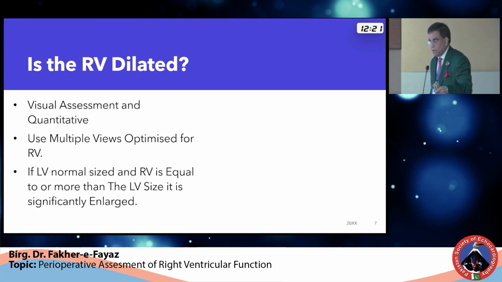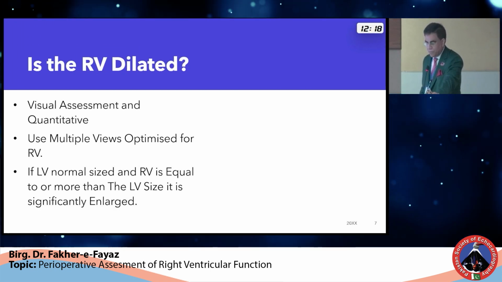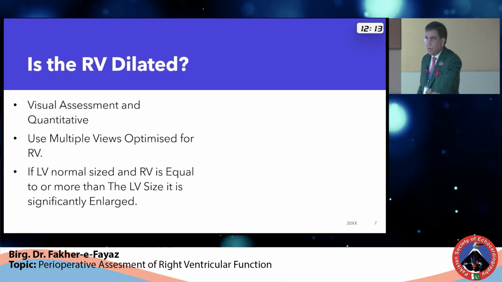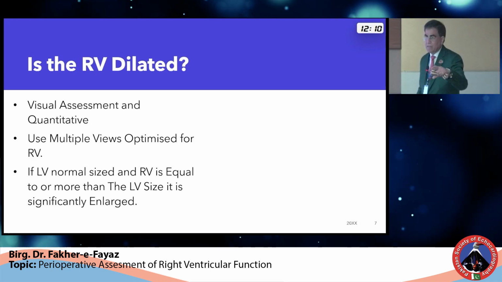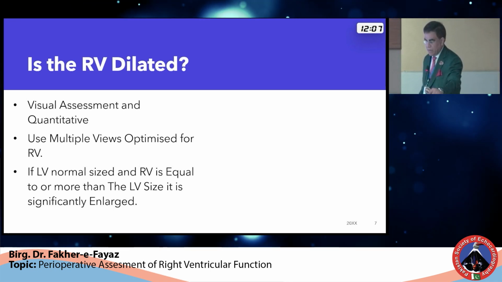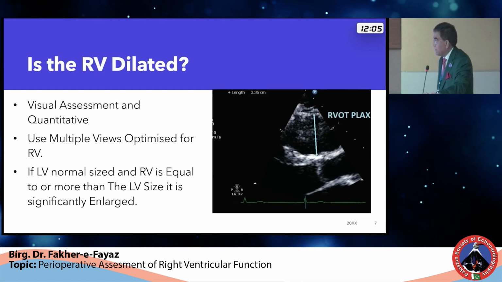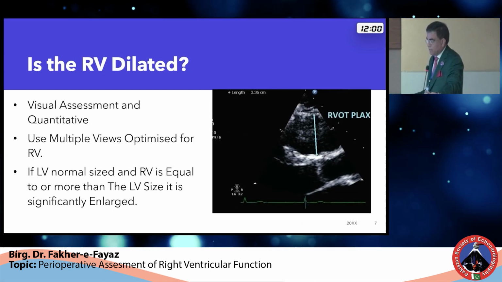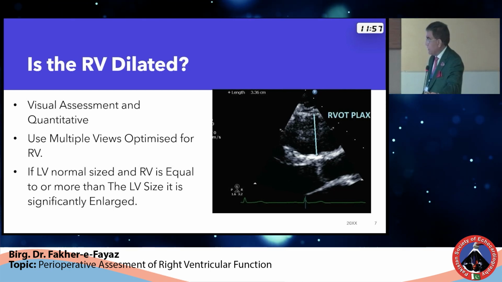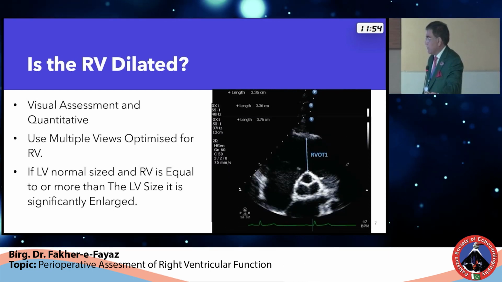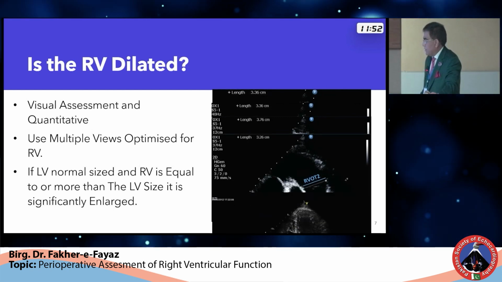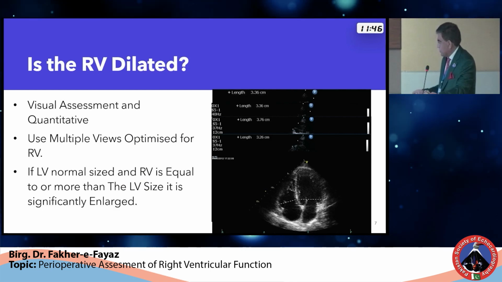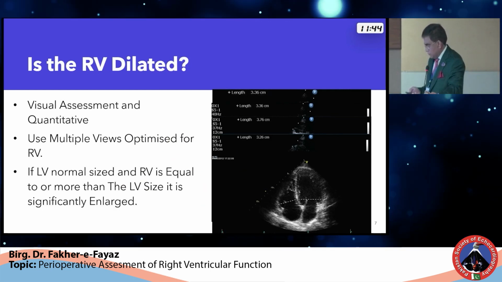So starting with: is the RV dilated? Most of the time we go for a visual assessment. If the LV size is normal and the RV is larger than the LV, we say it's severely dilated. But if it is dilated, then we need to measure it and give it a number. We do that on different views, at different levels, but the most reproducible is this basal diameter.